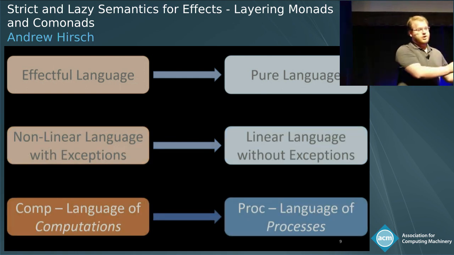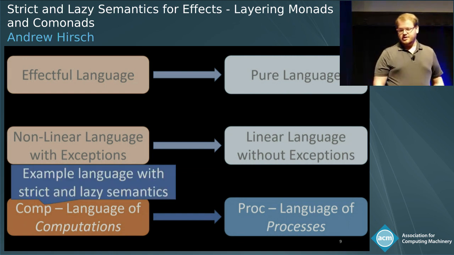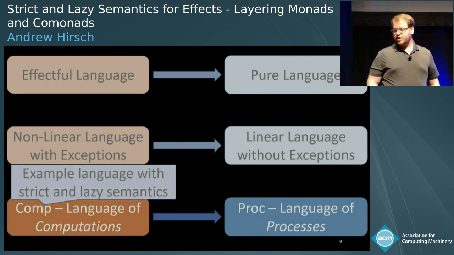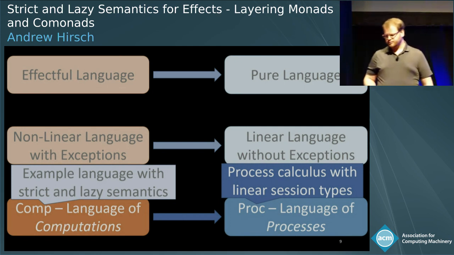So we create one of each of these in the paper. We say comp, which is just a language of computations. It's a language with strict and lazy semantics. It's incredibly simple. And we have proc, which is a language of processes. It's a language of processes because its type system is a model of linear logic. And processes are a known good way to have a type system model of linear logic.